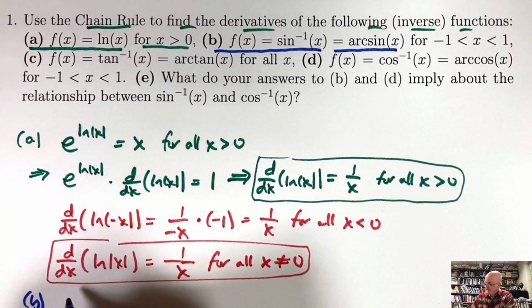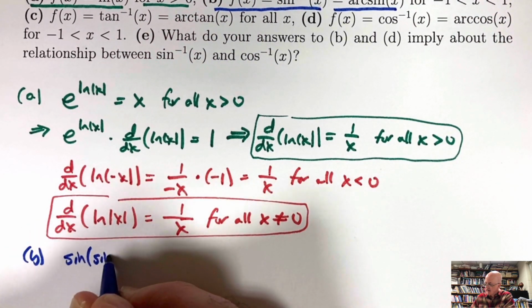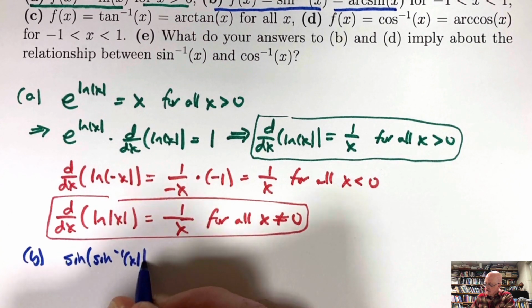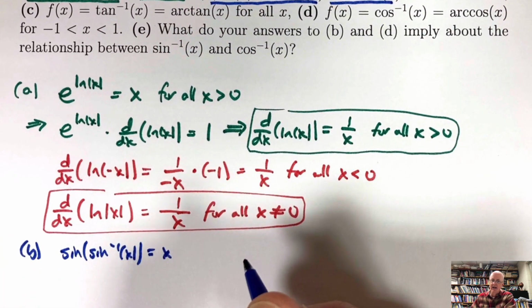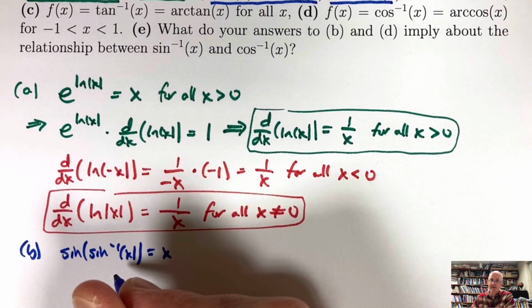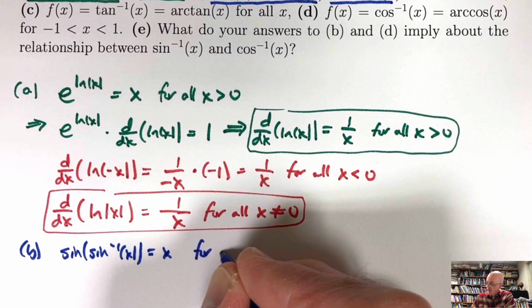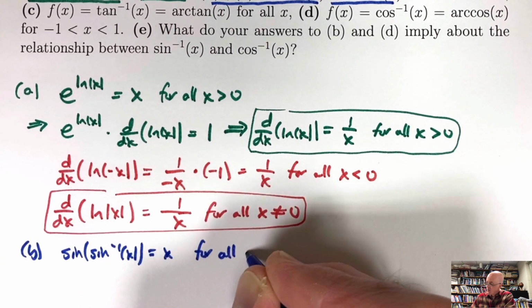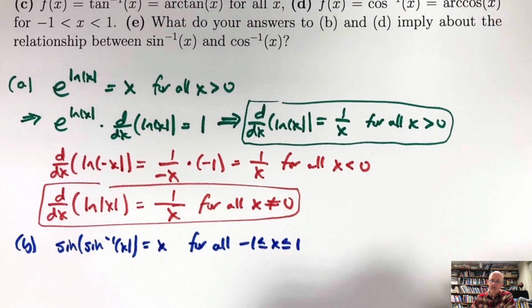We know that sine and inverse sine are inverse functions of each other. I can write sine of inverse sine of x equals x for all x in the domain of inverse sine of x, which you may or may not know. This is true for all x that are between -1 and 1. That is the domain of inverse sine.